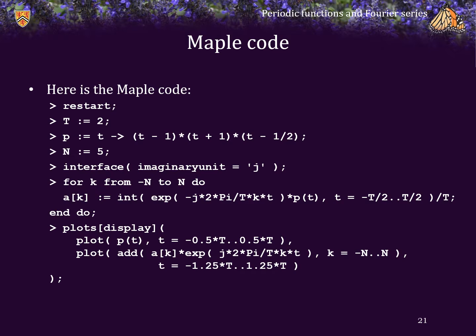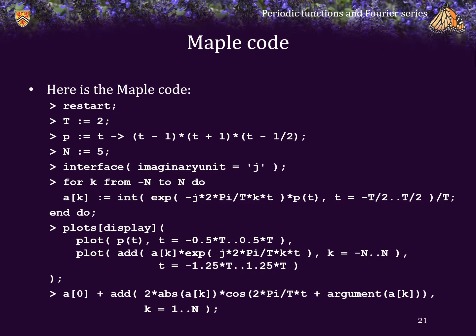We can now plot both the function on the interval from -t/2 to t/2, and then we will plot the approximation a little bit further out, so you can see that it is indeed a periodic extension of the polynomial p of t. Finally, we will write down the sum as the DC term a0 plus the cosine functions with the appropriate phase shift.